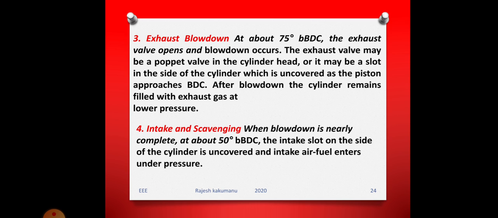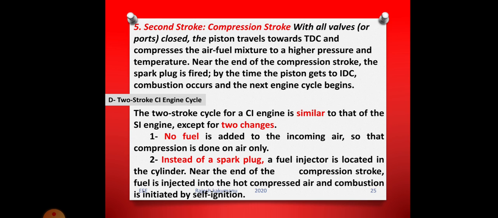When the blowdown is nearly complete, whenever the blowdown is coming to the last stage, at 50 degrees before BDC, the intake slot on the side of the cylinder is uncovered and the intake air fuel enters the cylinder with high pressure. What happens in the second stroke? When all valves, that is ports, are closed, the piston travels from bottom dead center and compresses the air fuel mixture to high pressure and temperature.